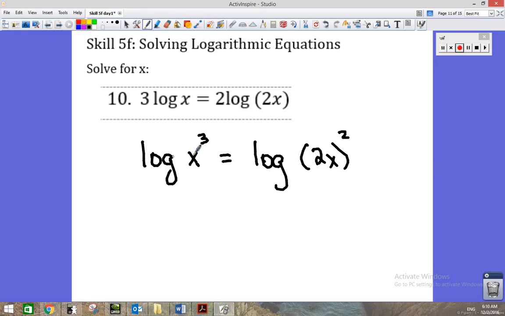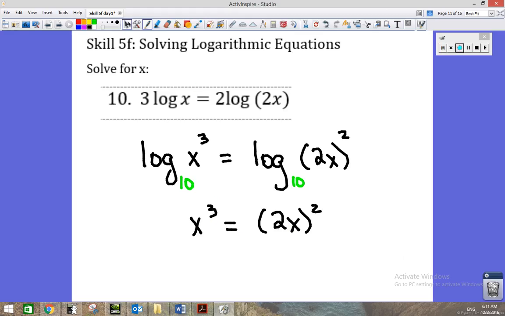So now I have a log equal to a log. The base is not written, but it's a common log. Base 10 is implied. We're supposed to recognize that base 10 there is implied. So since these are the same bases and these are the same numbers, these arguments have to be the same. So you have x cubed is equal to 4x squared.